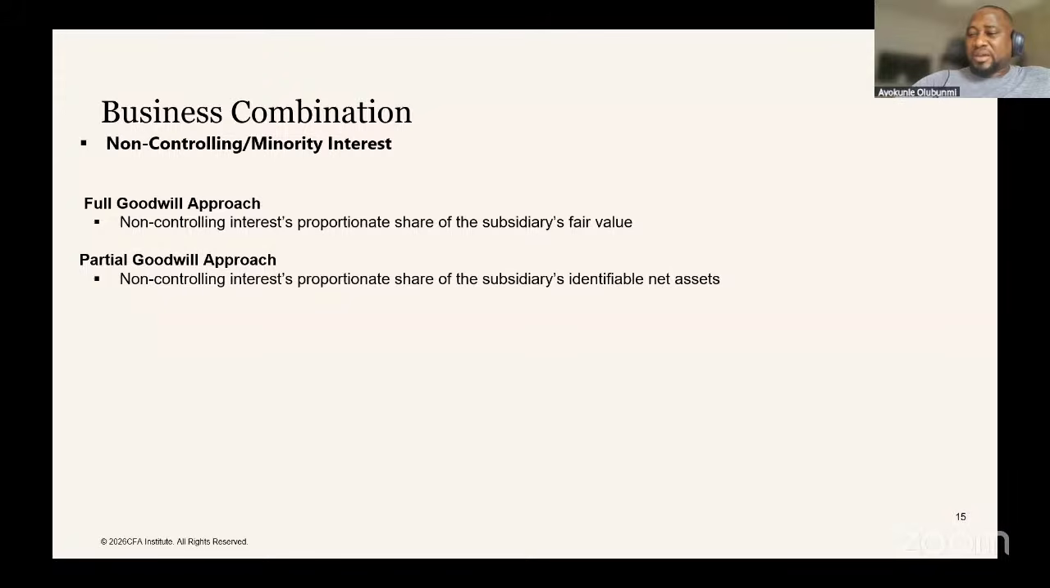And the example I gave, assuming that we have a company where the fair value of the company is $1 million, the NCI percentage is 30%. The non-controlling interest under the full goodwill approach will be 30% multiplied by $1 million, which is $300,000. Now, for the partial goodwill approach, NCI should be the NCI percentage multiplied by the fair value of the identifiable net assets. Let's assume that the fair value of the identifiable net assets here is $700,000. Since the minority interest is 30%, it will be 30% multiplied by $700,000, which will give us $210,000. Okay? I hope I've answered your question, CY.